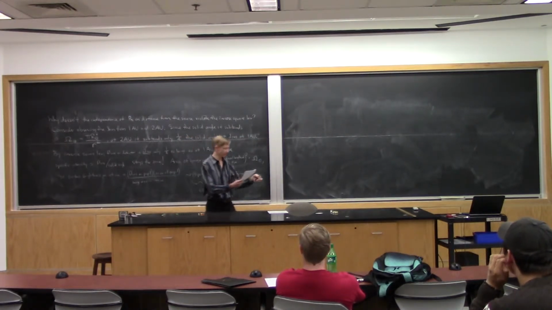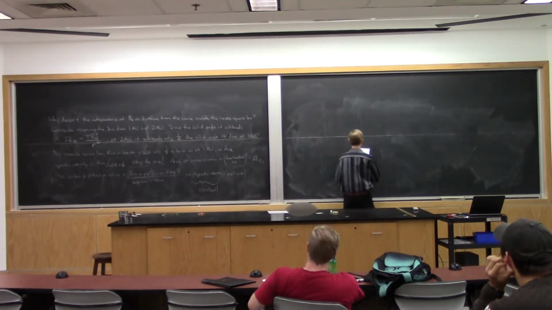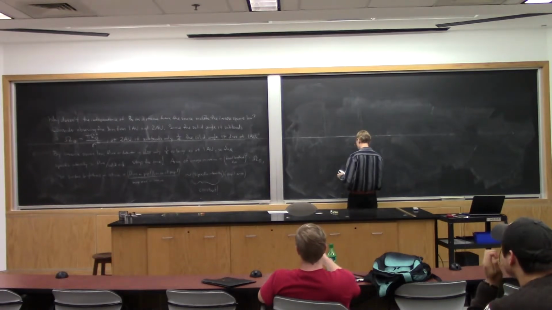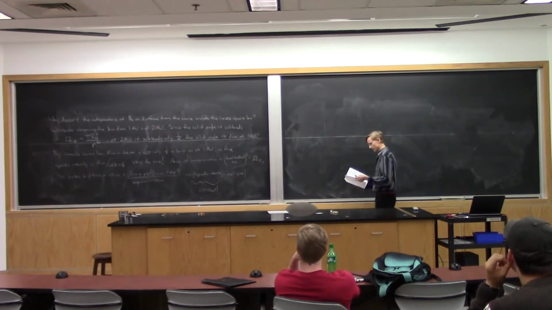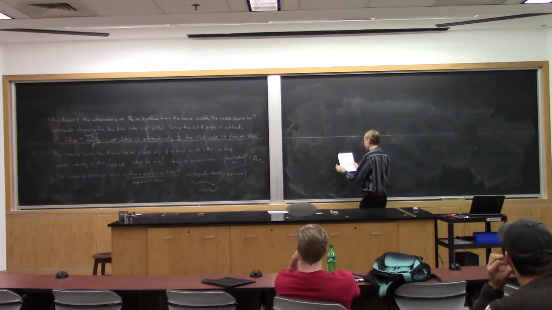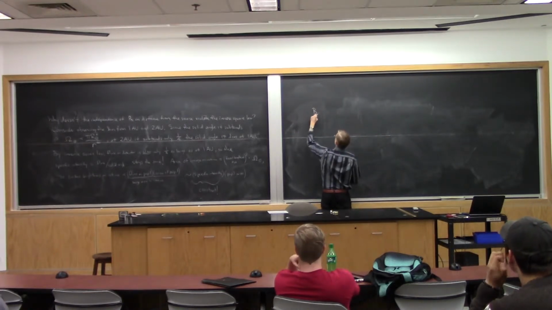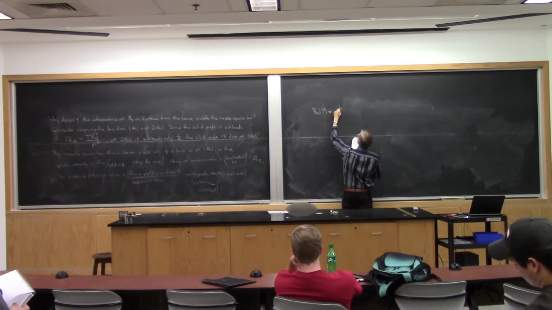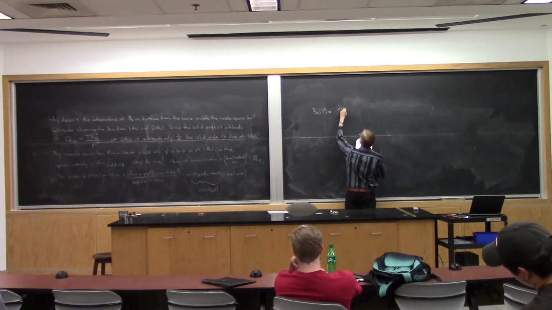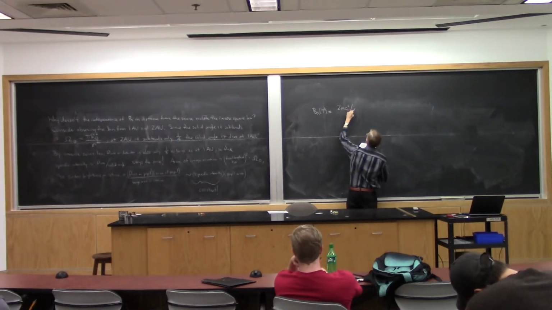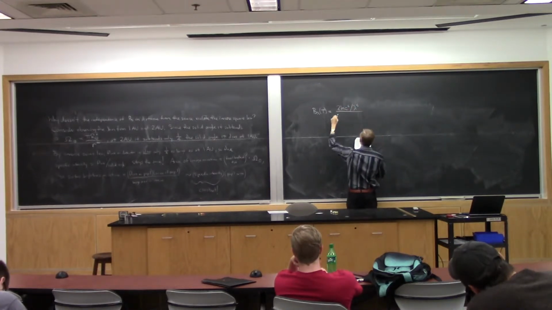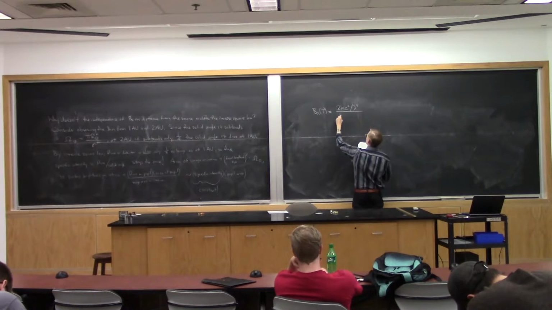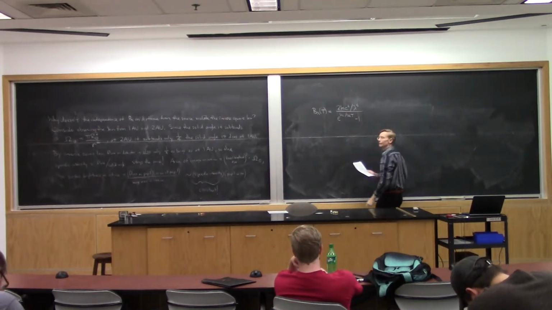Okay. B lambda, as a function of temperature, was 2hc squared over lambda to the 5th power, times 1 over e to the hc over lambda kT, minus 1.